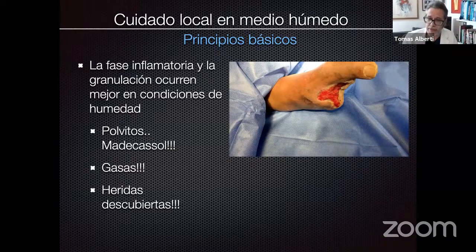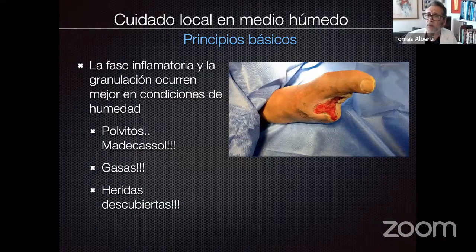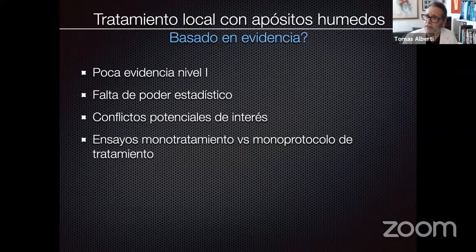Pero en los pacientes diabéticos, esta herida, por ejemplo, es correcto manejarla con apósitos húmedos. A esta herida podremos colocarle cualquier cosa, incluso tal vez un hidrocoloide, es una herida completamente granulada, completamente cubierta. Este tratamiento basado en apósitos húmedos tiene evidencia. En realidad tiene poca evidencia de nivel 1, básicamente porque los trabajos que se han hecho son pequeños, faltos de poder estadístico, hay muchos conflictos potenciales de interés y hay un problema más serio.